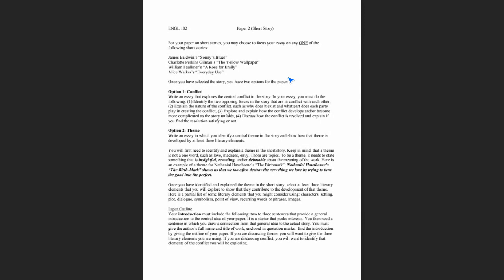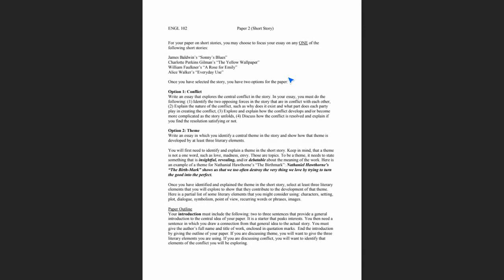So you'll transition to the work and what it does. And then you want to end the introduction by giving your readers an outline of how your essay is going to be structured. So if you're going to talk about theme, what 3 literary elements are you going to use to support your theme? Are you going to focus on characters? Are you going to focus on symbolism? Are you going to focus on dialogue? That needs to be mentioned in your introduction. If you're going to do conflict, then you're going to talk about the nature of the conflict, how the conflicts develop, and the resolution. Those are the 3 points.